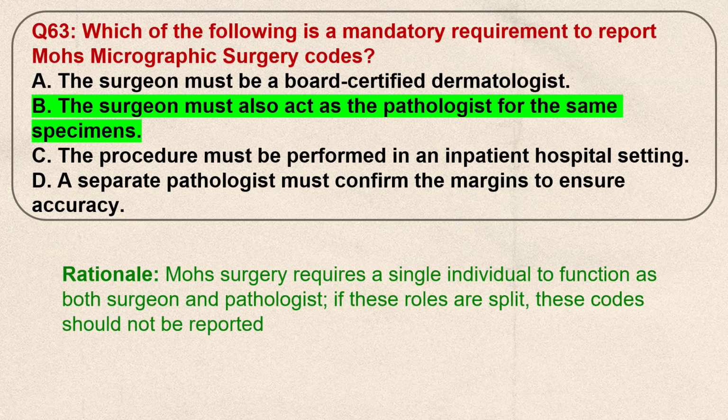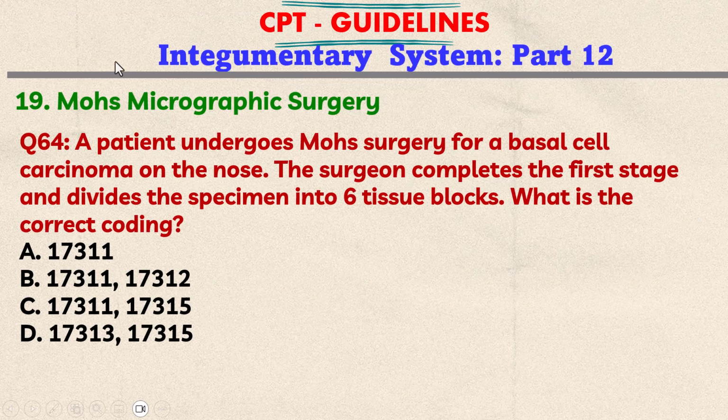Think the answer. The correct answer is B. The surgeon must also act as a pathologist for the same specimen. Mohs surgery requires a single individual to function as both surgeon and pathologist. If these roles are split, these codes should not be reported. Question number 64. A patient undergoes Mohs surgery for a basal cell carcinoma of the nose. The surgeon completes the first stage and divides the specimen into 6 tissue blocks. What is the correct coding?